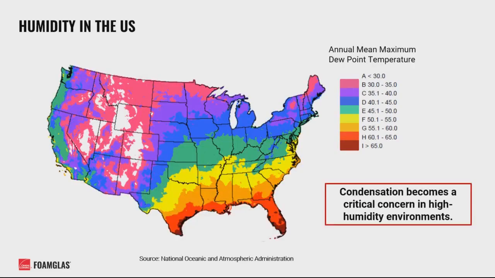Another piece to consider when designing your chilled water system is the geographic location of your project. Different parts of the country are subject to different temperatures and relative humidities, which results in different vapor pressures. Here we have a rough illustration of the annual mean maximum dew point temperature that various parts of the country typically experience. Condensation becomes a critical concern and a much more likely problem to encounter in high humidity environments where there exists a much higher vapor drive from ambient air towards a cold pipe surface.